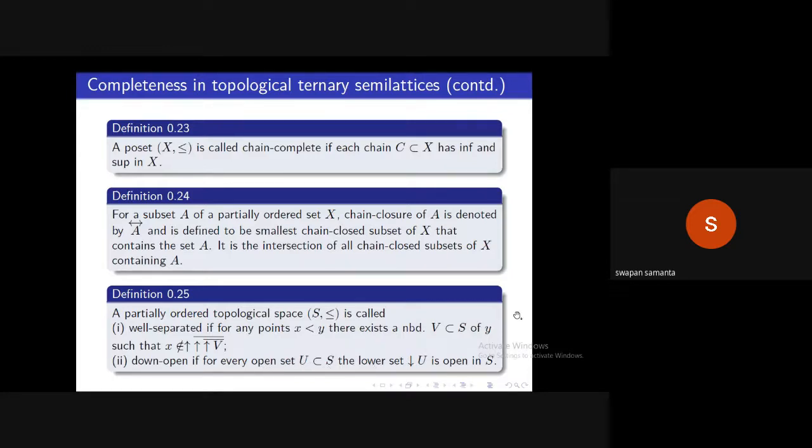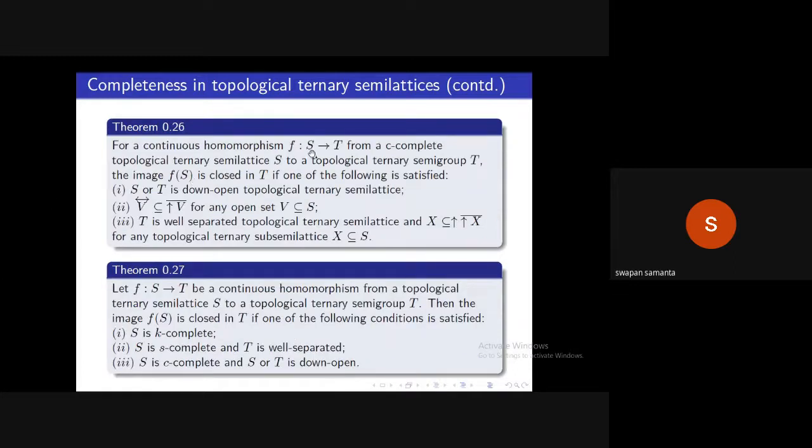So keeping these definitions in mind, we have two main results. For a continuous homomorphism f from S to T, from a complete topological ternary semigroup S to a topological ternary semigroup T, the image is closed in T if one of the following is satisfied: S or T is a down open topological ternary semigroup; the chain closure of V is a subset of the closure of the upper set of V for any open set V of S; T is a well separated topological ternary semigroup, and X is a subset of the upper set of the closure of the upper set of X for any topological ternary subsemigroup X of S.